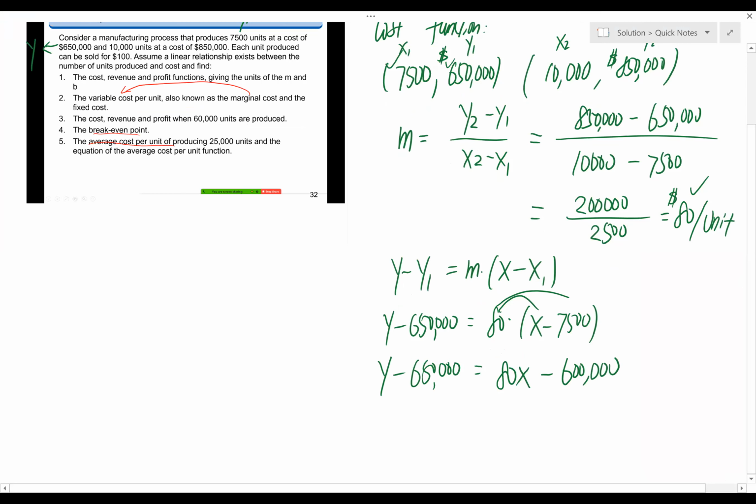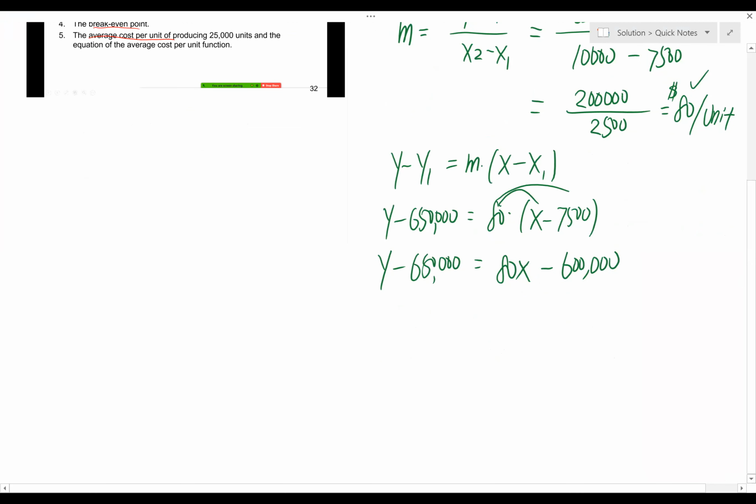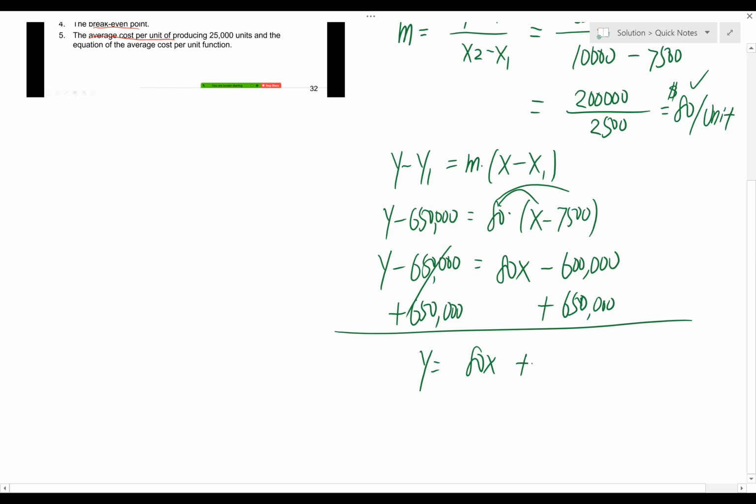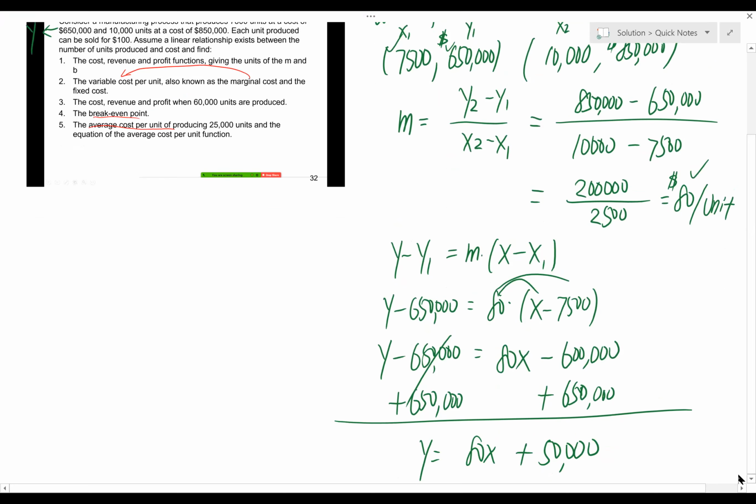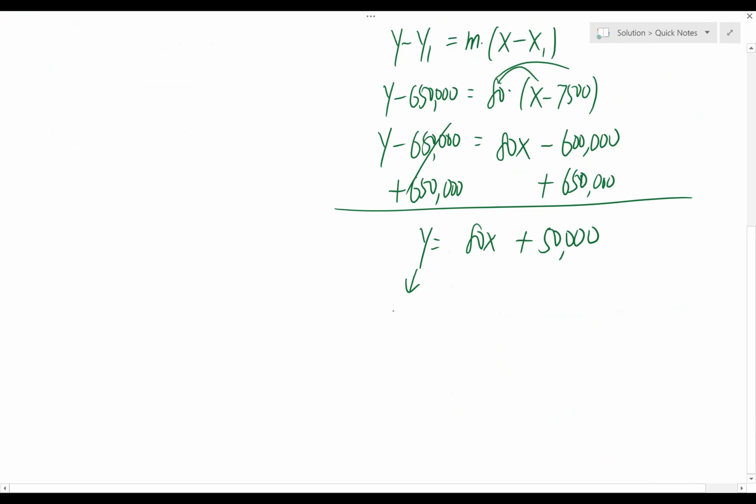Okay. And next step, we're just going to add 650,000 to both sides of the equation. And we simplify that: y equals 80x plus 50,000. Okay, so now we go back to the cost function, using the function notation c of x to represent the cost. So c of x equals 80x plus 50,000. And in this cost function, we know the slope m is 80, and the y-intercept b is going to be 50,000.